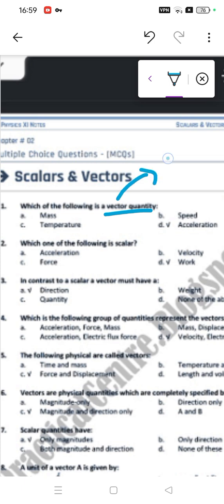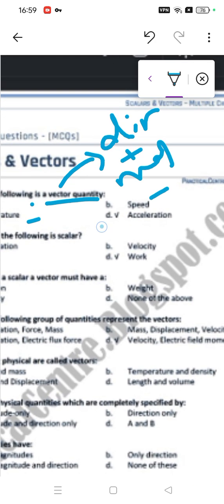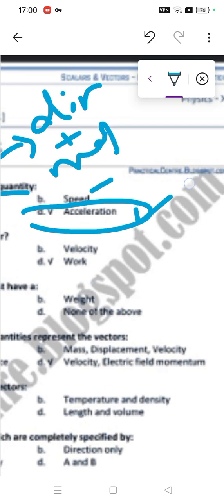A vector is simply that which has direction plus magnitude. So mass, temperature and speed, all three are scalar. So acceleration would be the right answer because it also has a direction.